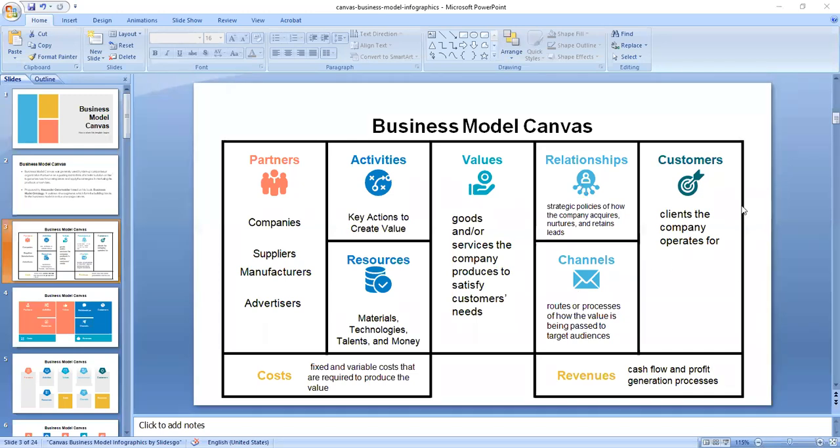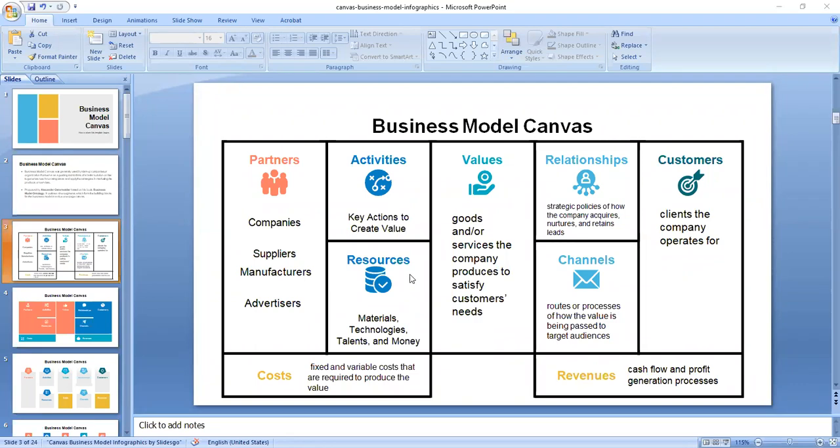And of course, we have here the customers. So the clients the company operates for. The reason why your company is existing, it's because of them, the customers. That is why you have here the darts. So they are your target actually. You have this idea because of this target market, your customers.